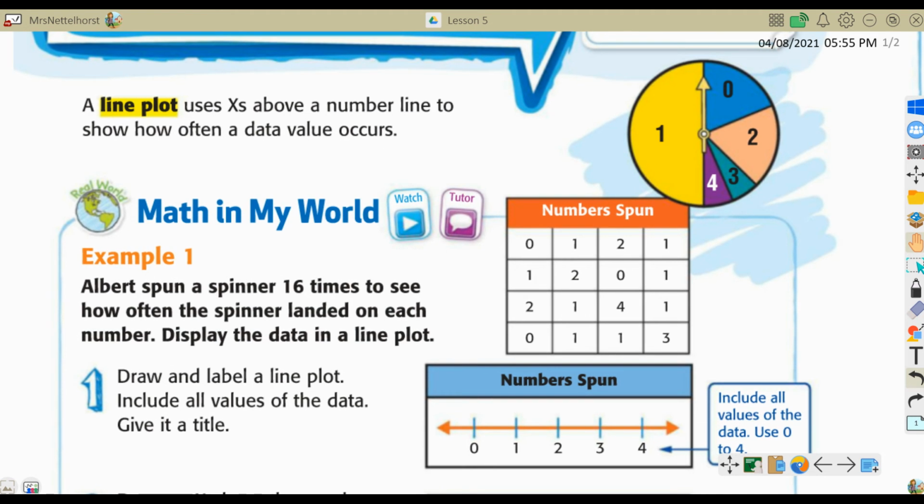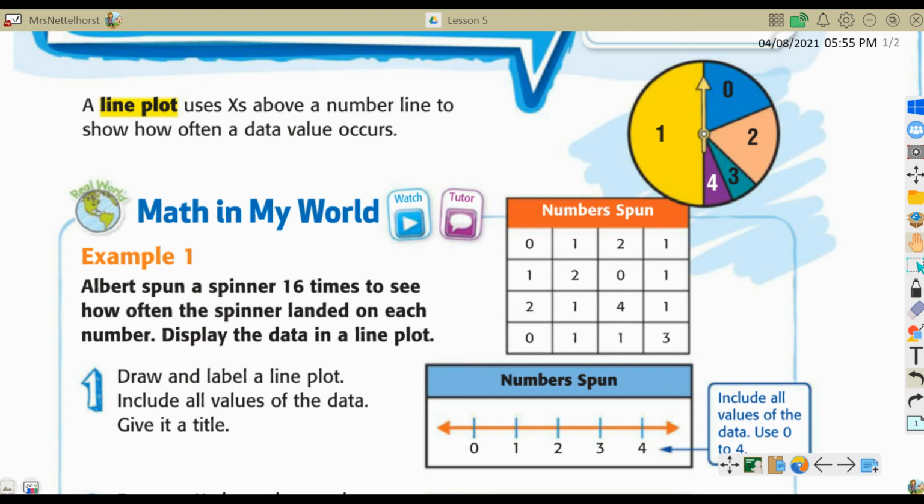Albert spun a spinner 16 times to see how often the spinner landed on each number. Display the data in a line plot. So first you draw and label a line plot. You include all the values of the data and give it a title. So this one is called Numbers Spun because he spun a spinner.